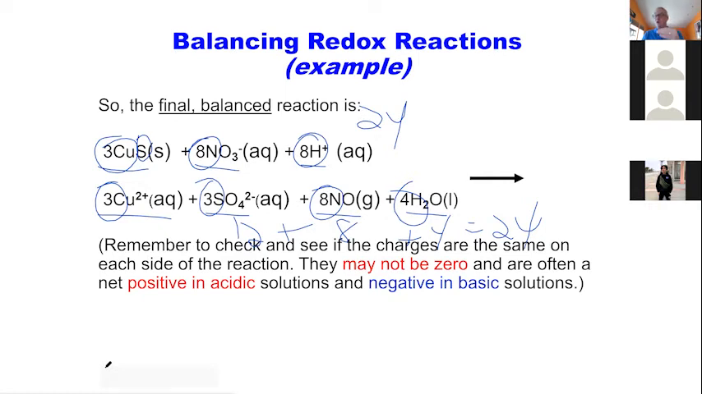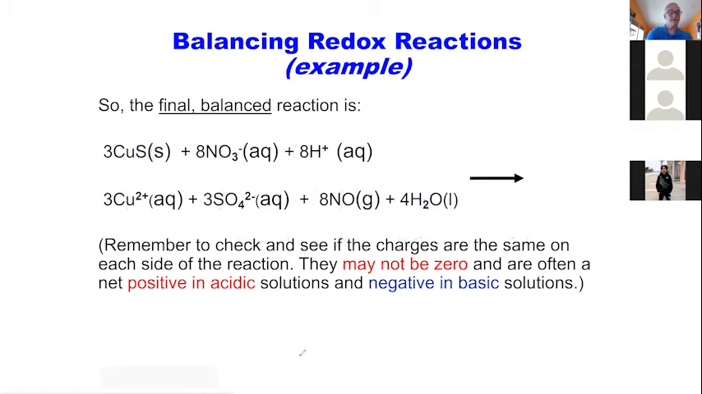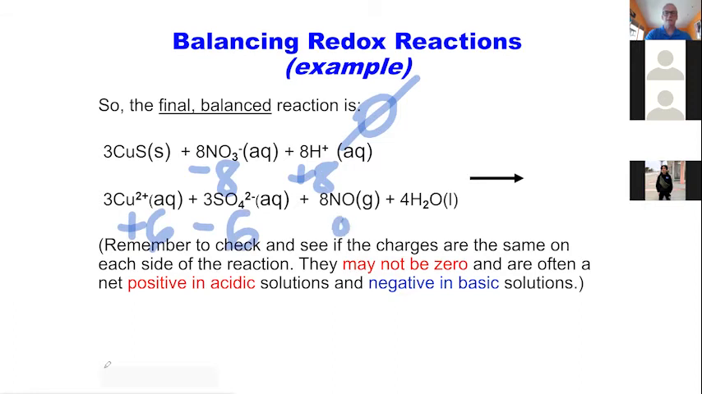If the charge is also the same on both sides, then you've got it. So let's check if the charge is the same on both sides. I've got -8 here, +8 there for 0. And on the other side, I've got +6, -6, 0, 0. So yes, there's no charge on either side.